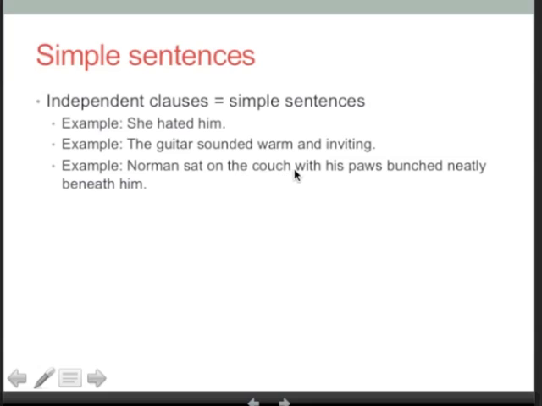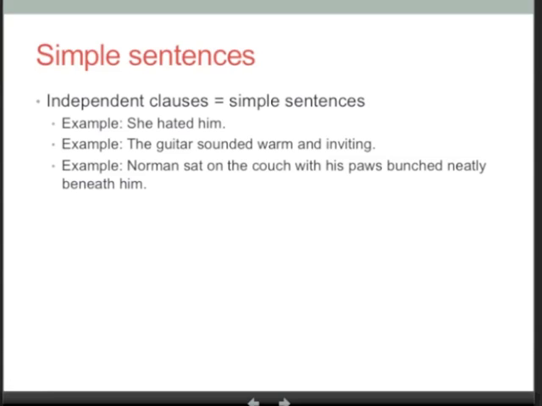Norman sat on the couch. I could put a period there. Okay, that's still subject, verb, complete idea. Norman sat on the couch with his paws bunched neatly beneath him. Okay, so this is still a simple sentence. I have one subject doing one thing and then a series of phrases that modify the subject.